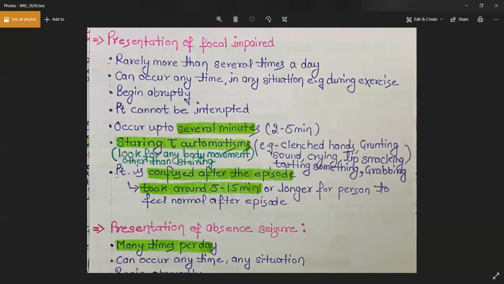And after the episode, the patient will get confused, and it takes them around 15 minutes to regain their consciousness. In that time, you cannot do anything with the patient. So the total episode of the focal impaired seizure lasts around 20 minutes. Once they get the episode, it will take them around 20 minutes to get back to normal.